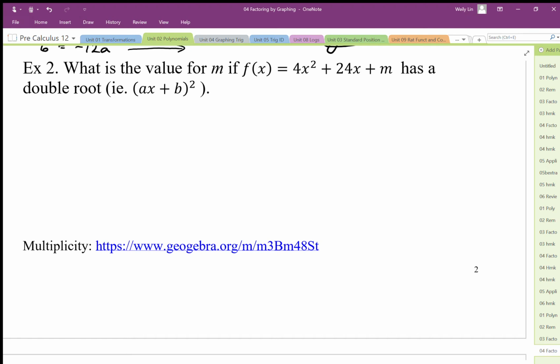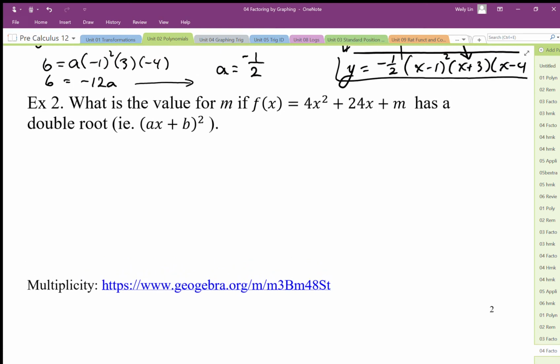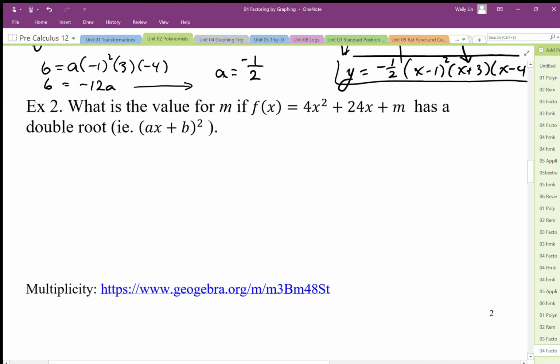Okay, so what's happening in this question here? We have a value m that we're looking for, and we want this function to have a double root. Okay, so we can do this. We can kind of graph y equals 4x squared plus 24x. Basically, this has a 0 at 0 and 1 at -6, and we have a parabola that looks like this.